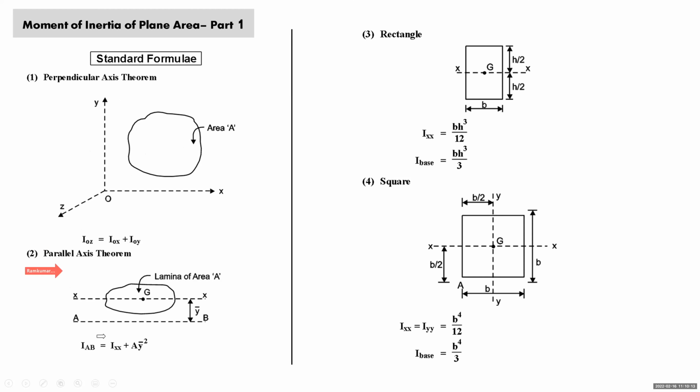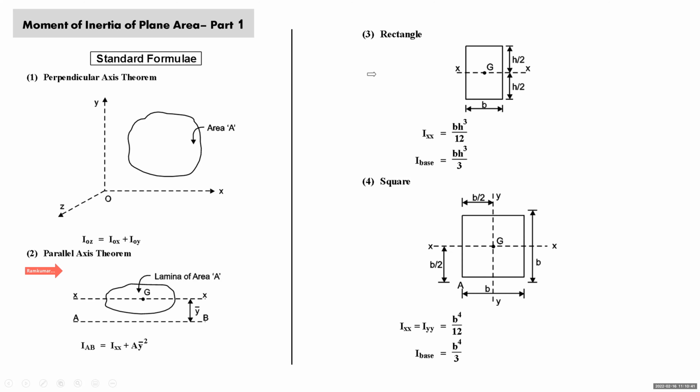Parallel axis theorem, as already discussed: IAB is equal to IXX plus A Y bar square. The moment of inertia of this lamina about any axis AB parallel to the centroidal axis is equal to the sum of the moment of inertia about the parallel centroidal axis, that is IXX, and the product of the area and the square of the distance between the two axes. So IAB is equal to IXX plus A Y bar square.